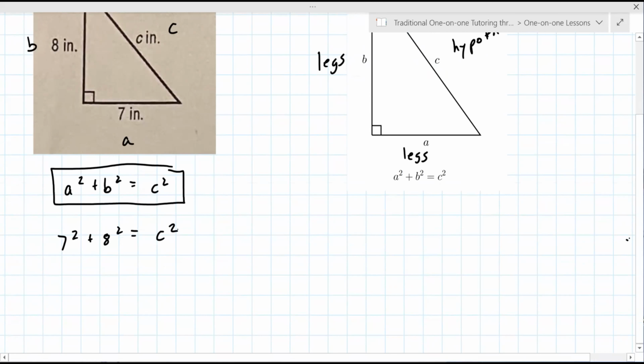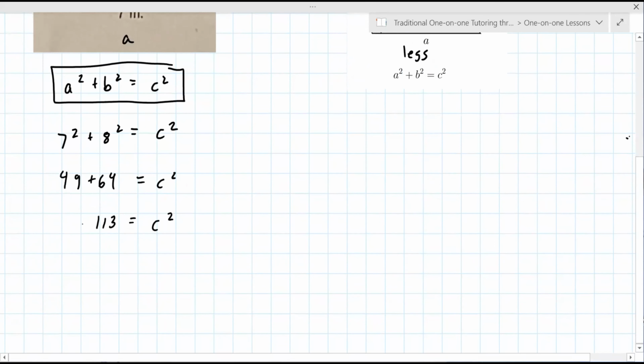So order of operations says to square before you add. So that's 49 plus 64 equals C squared. When you add this together, you get 113 equals C squared. And then you take the square root of both sides. So C is equal to the square root of 113.